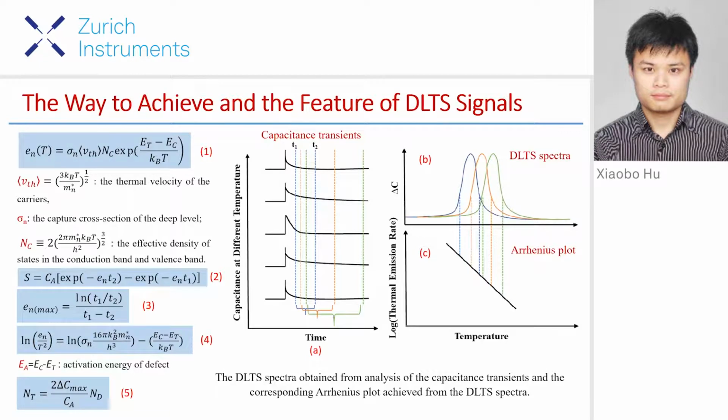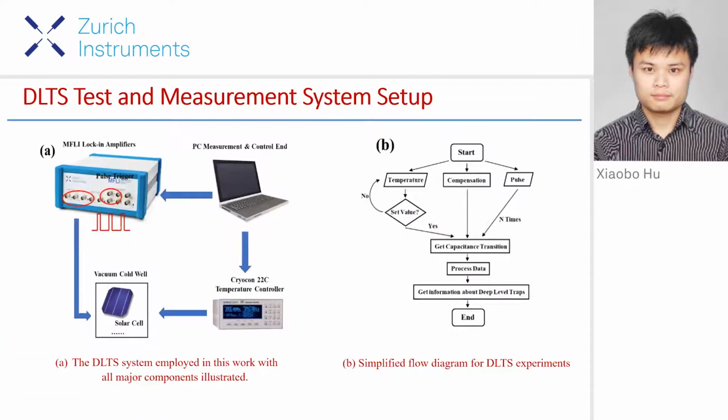The simple expression of the trap concentration is given in equation 5, where ND is the concentration of shallow impurities and delta C max is the difference between the immediate capacitance value after the pulse and the stable capacitance value. The DLTS system includes temperature controller, pulse generation, transient capacitance measurement, and finally data processing.